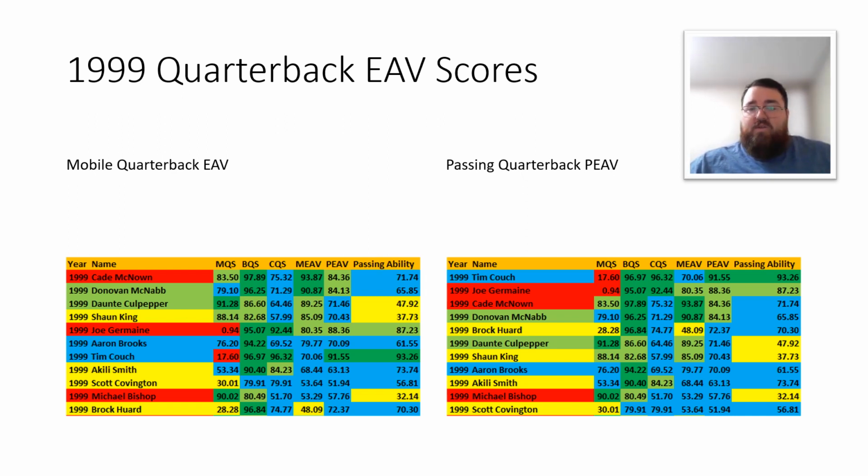Tim Couch, of course, kind of struggled a little bit. Joe Germain, nobody remembers him. And of course, Cade McNown, not much there. But again, the mobile quarterbacks did much better out of this draft class compared to past draft classes. Guys like McNabb and Culpepper definitely hit that area for you. And of course, Aaron Brooks was kind of there. But the biggest sort of bust, if you would, would be Tim Couch.